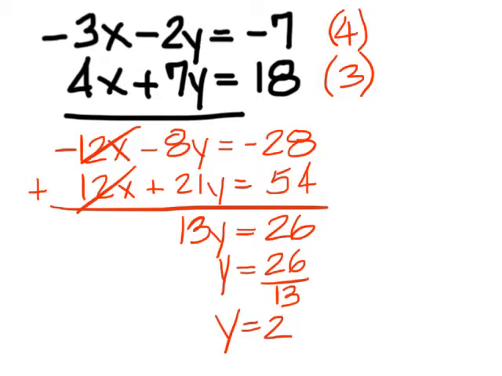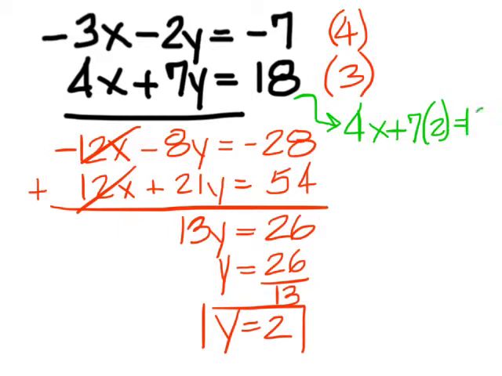So once you have y equals 2, you go back and plug that in to either one of your equations. Pick the one that has the easiest look about it. Not a bunch of negatives, maybe if it's all positive. So we'll try the bottom one. 4x plus 7 times 2 instead of y. And that will be 4x plus 14 equals 18.